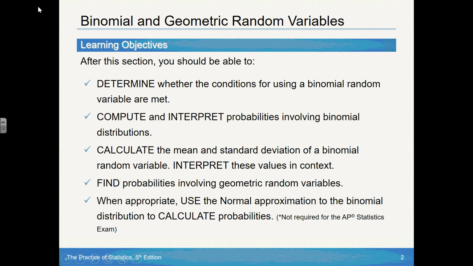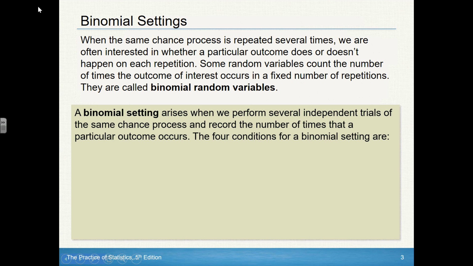Some of the objectives that we're focusing on here. What are the conditions that it takes to have a discrete random variable be binomial? How can we find the probabilities and how can we interpret those probabilities for binomial distributions? How can we calculate the mean and standard deviation of a binomial distribution? And talk about geometric distributions as well and how they are similar but yet different than the binomial random variables. And we'll also talk a little bit about normal approximation, although it's not something that you are required to know for the AP exam.